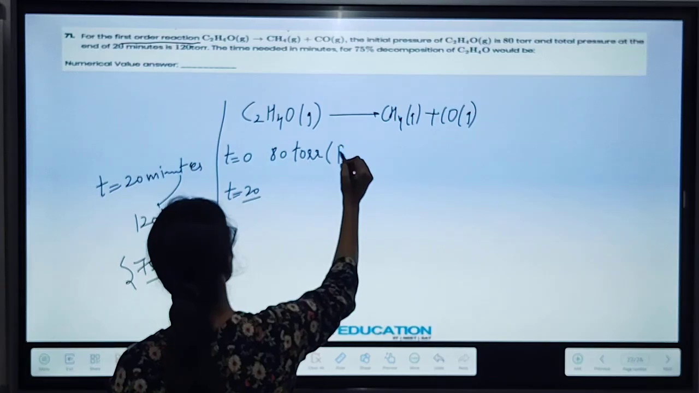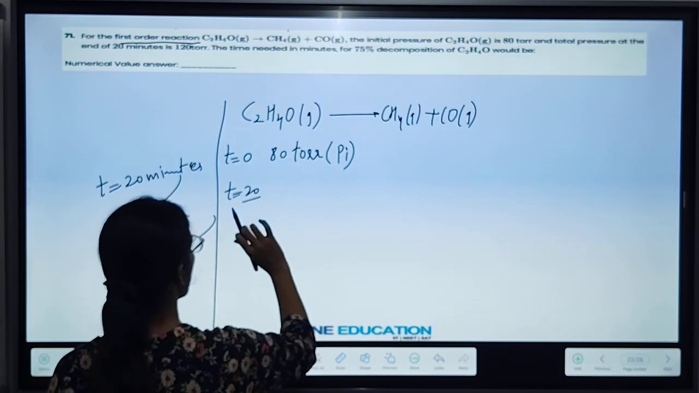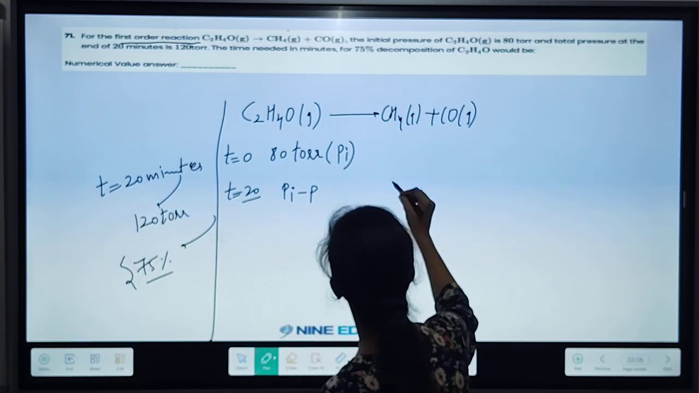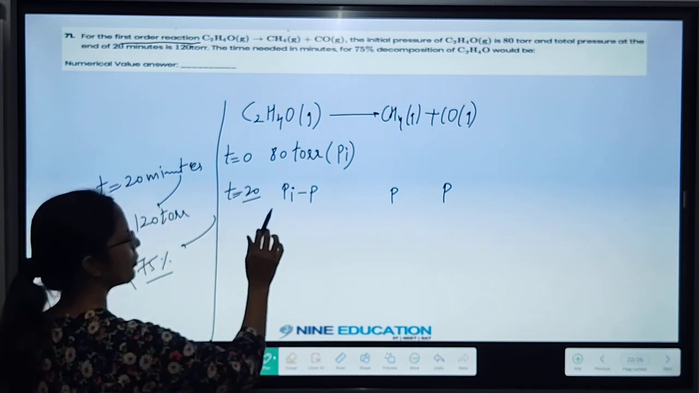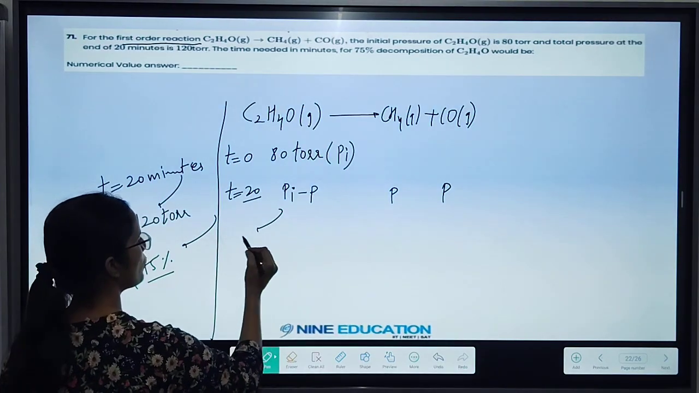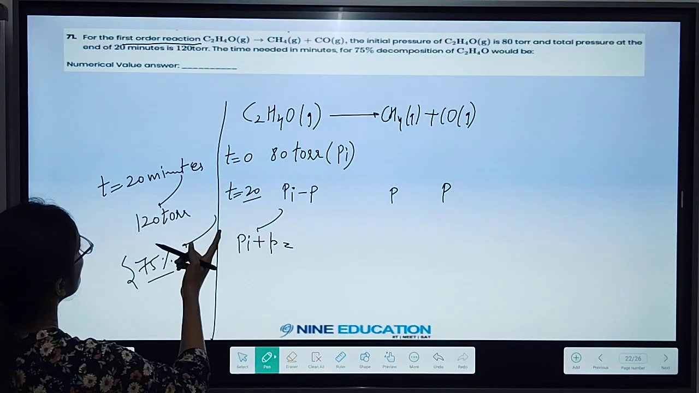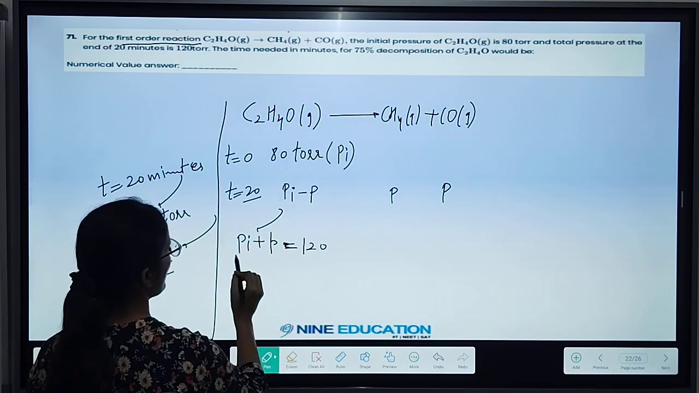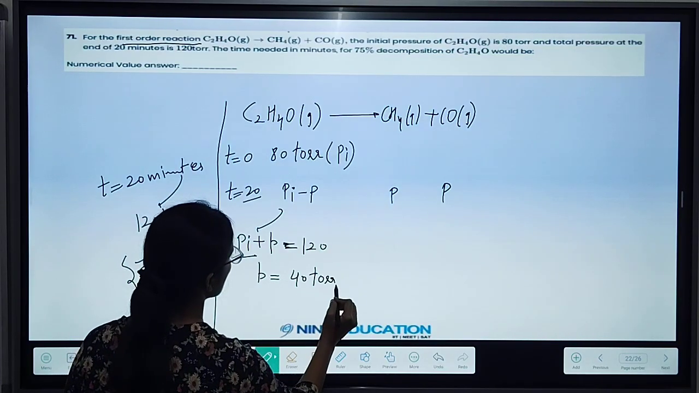So 80 torr, let us say it is our Pi, and if some amount P of C2H4O reacts, we get Pi minus P, and here we will have P and P. So the total will be Pi minus P plus 2P, which is Pi plus P. They are giving us data that after 20 minutes the total is 120 torr, and Pi is 80, so P will come to 40 torr.